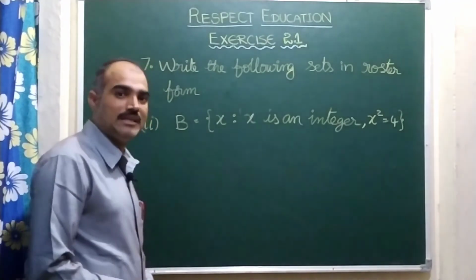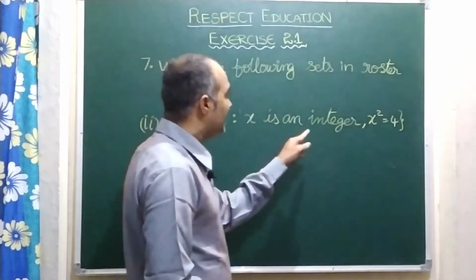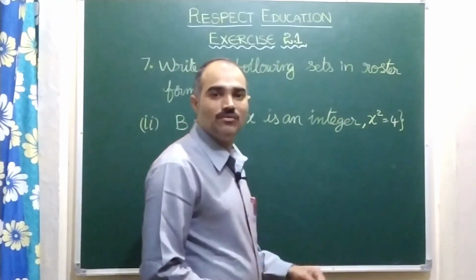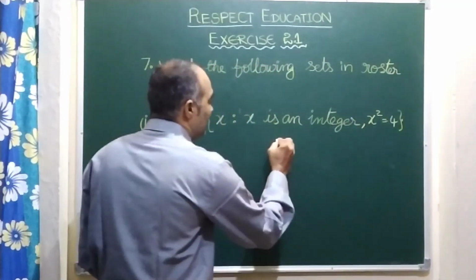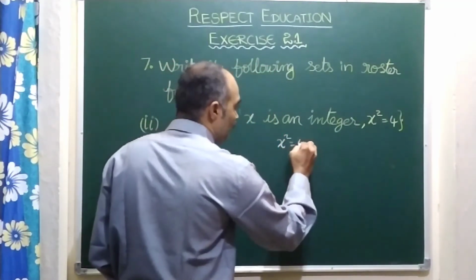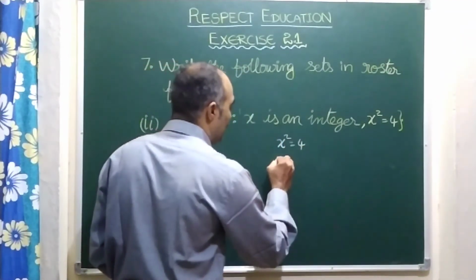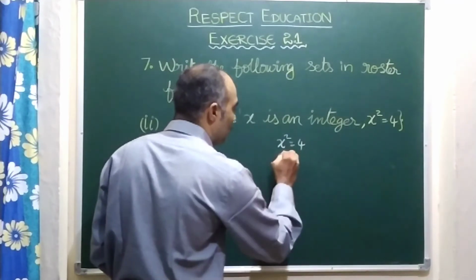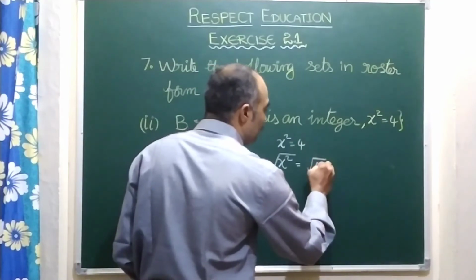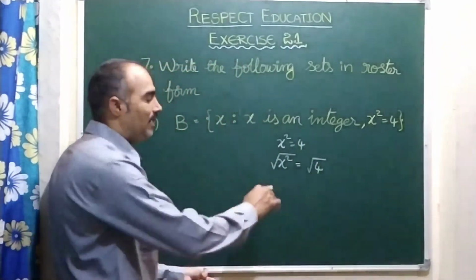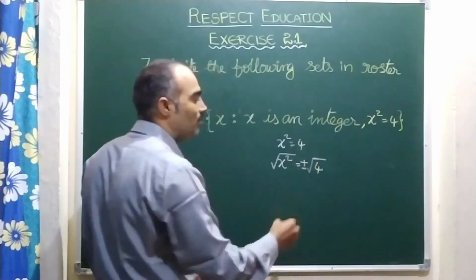Now let us see next bit, that is second bit. B equal to x such that x is an integer, x square equal to 4. So here let us take this condition children, that is x square is equal to 4. Do square root on both the sides. So here x square under root is equal to root 4. But here remember children, whenever you apply square root, without fail you have to write plus or minus.